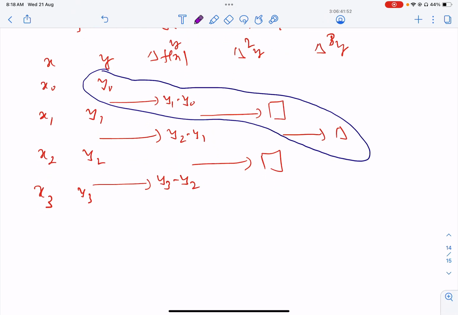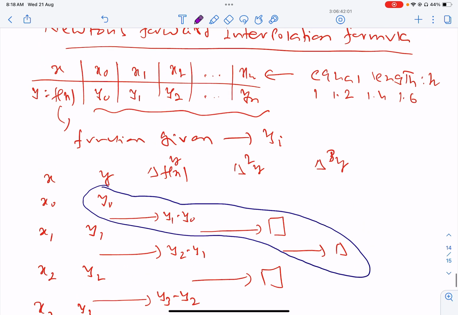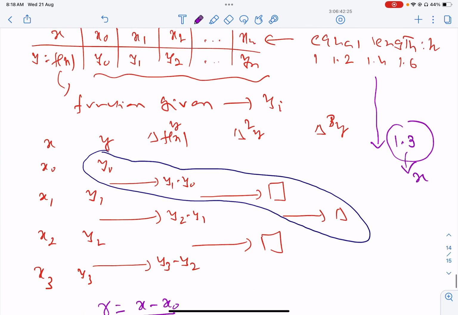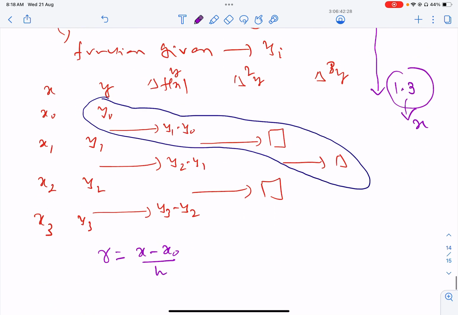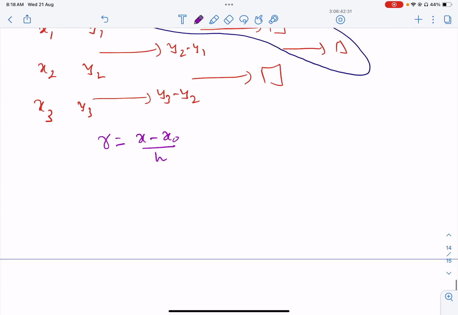So first we find r, and that is (x minus x0) by h. Here we are given x0, x1, x2, xn. We need to find the value of the function between any values, say like 1.1, 1.2, 1.4, 1.6. Find the value of the function at say 1.3. Then this will become our x. So (x minus x0) by h is nothing but r.